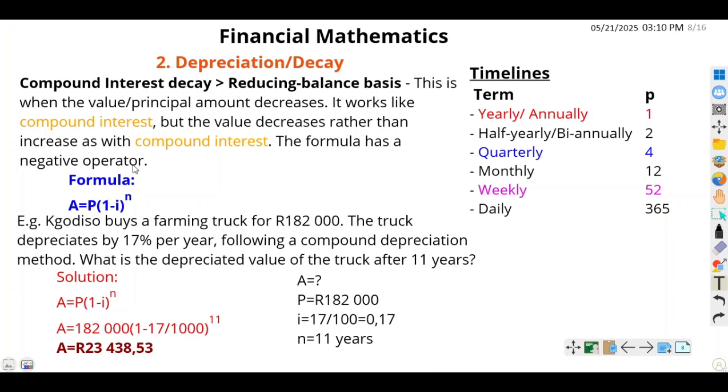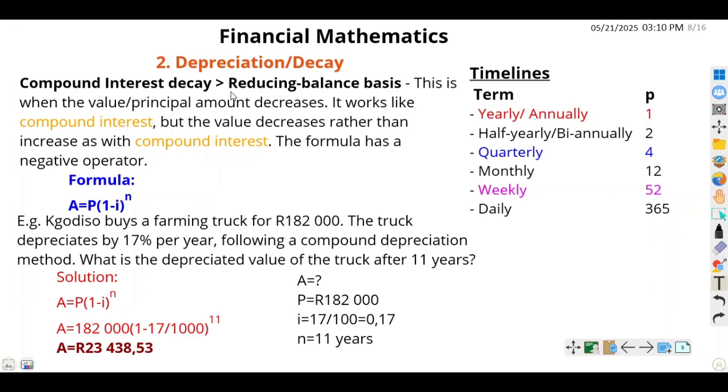The second one is compound interest decay. Remember, we came from investments, we spoke about compound interest investment. In that case, the money was increasing, right? So in this case, because it's a decay, the value is decreasing. So what other term do they use if they don't want to say compound interest decay?